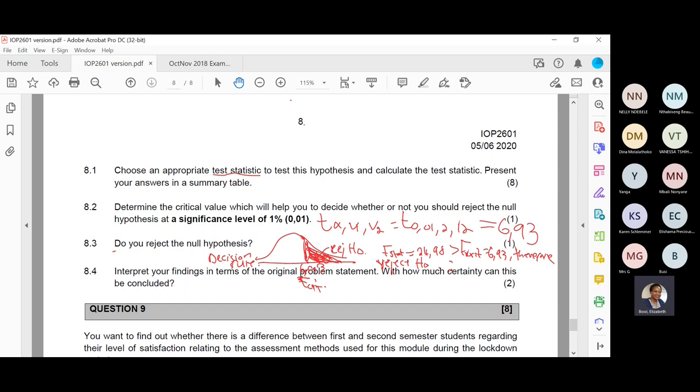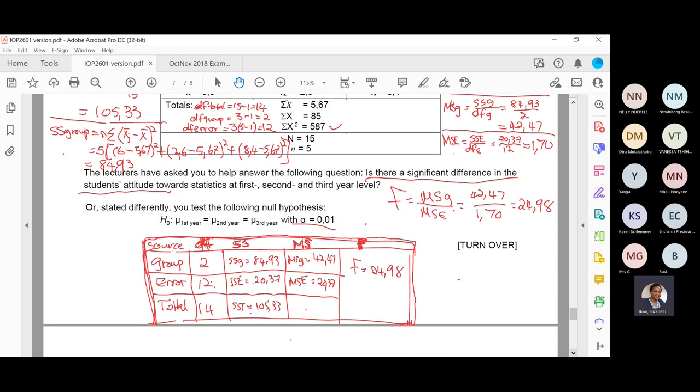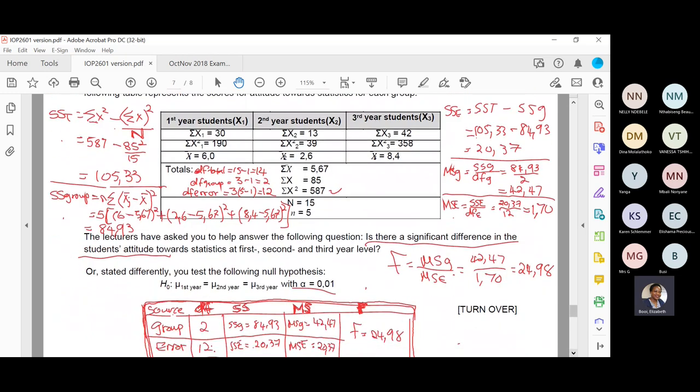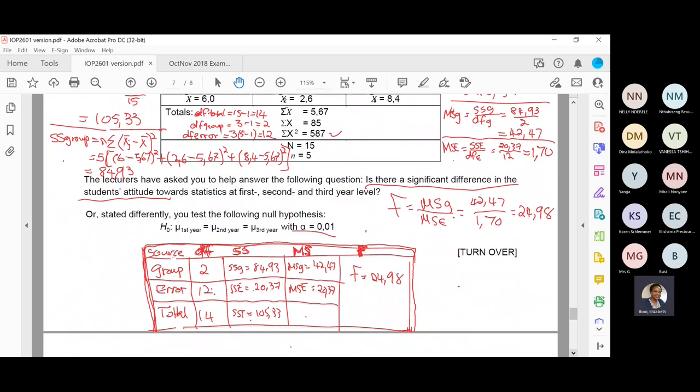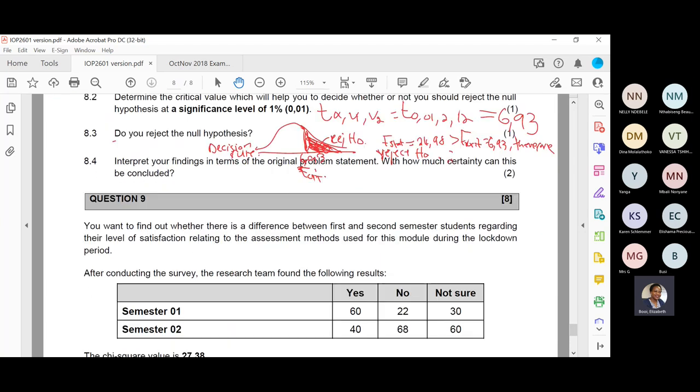8.4 says interpret your findings. Now, same as what we did. Remember, this is at 0.01. Anyone who wants to take a stab at this, how do we conclude? Always go back to your null hypothesis. Our null hypothesis stated that the means are the same, so there is no difference, because the question was, is there a significant difference? So the null says there is no difference between all three levels. Now, if we are rejecting the statement that there is no difference, how do we then conclude?